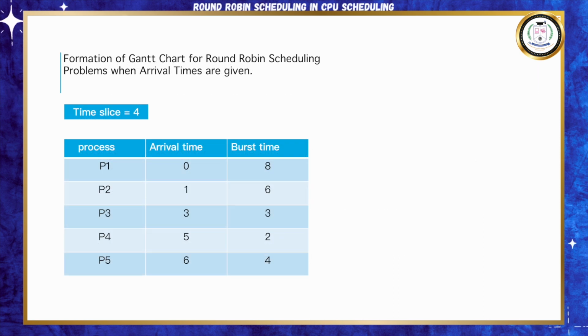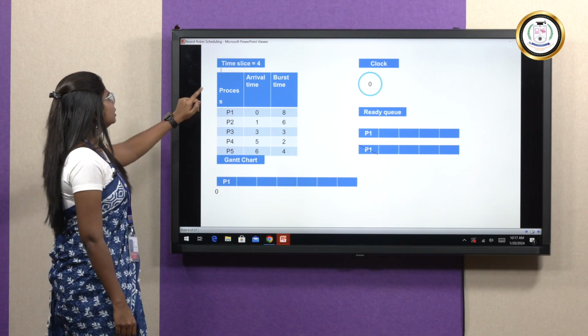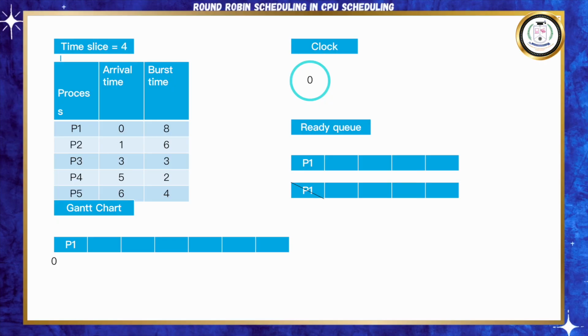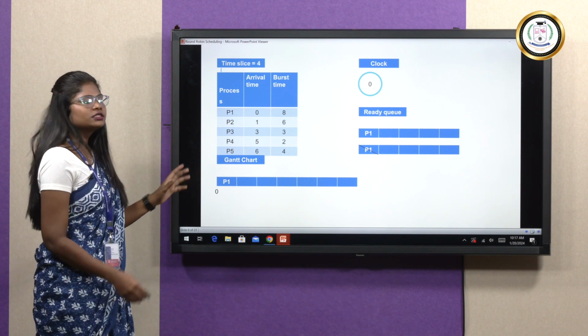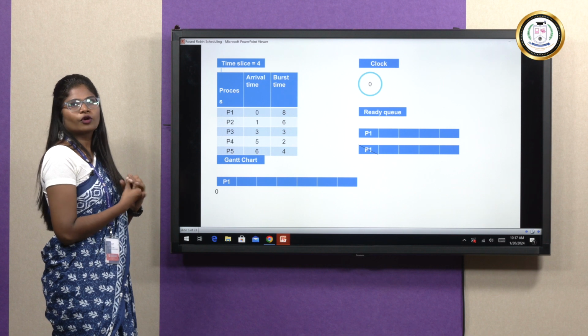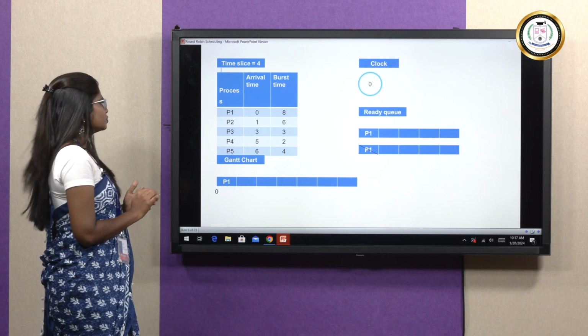This is an example. Using this example, we can understand round-robin scheduling thoroughly. In this example, we have a time slice of 4 milliseconds, and these are the processes: process 1, 2, 3, 4 and 5. This is the arrival time for each process, and that is the burst time, the amount of time needed for each process to complete its execution.